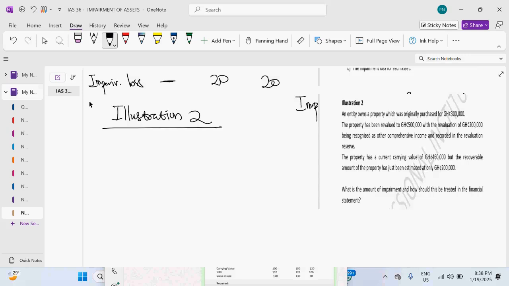Illustration 2. An entity owns a property which was originally purchased for 300,000. The property has been revalued to 500,000, with a revaluation of 200,000 being recognized as other comprehensive income and recorded in the revaluation reserve. The property has a current value of 460,000. The recoverable amount of the property has just been estimated at only 200,000. What's the amount of impairment and how should this be treated in the financial statements?